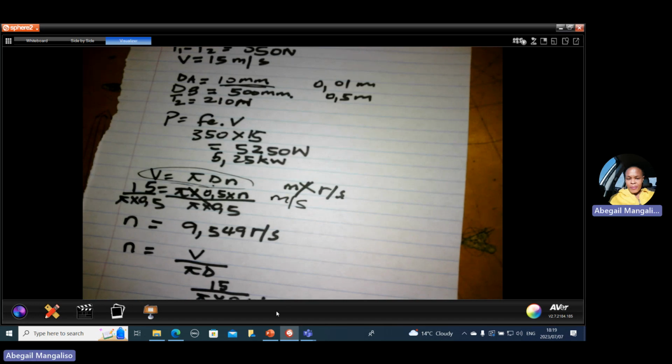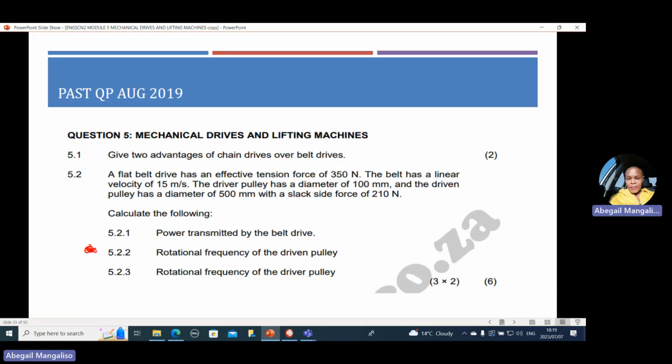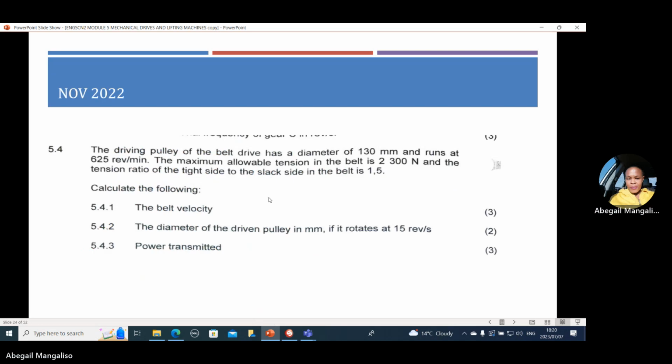So the first diameter given, or the driven, is 500, which is 0.5. Second question. The driving pulley of the belt has a diameter of 130 millimeter and runs at 620. I think I should do this one in the next video. Let me do the second video.